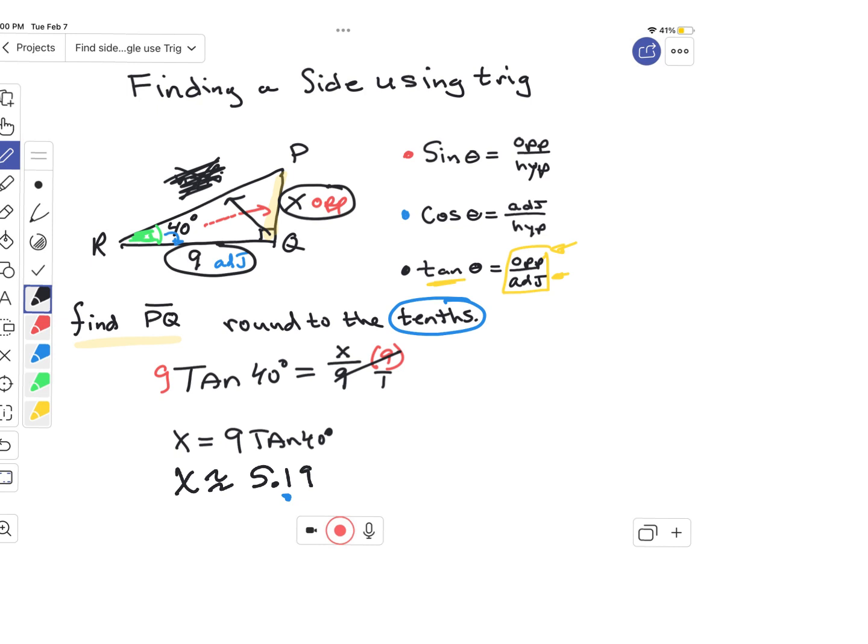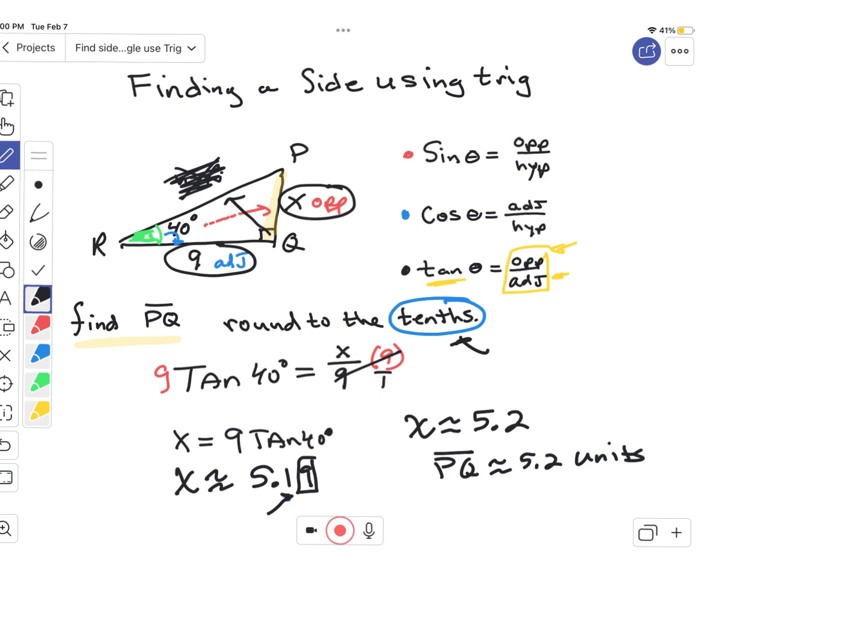So because the digit is a 9, which is 5 or bigger, we're going to bump the tenths up one. So our final approximate answer is 5.2. They will mark you wrong if you do not round correctly. So therefore, the distance of PQ is approximately 5.2 feet, 5.2 miles, 5.2 yards. In this case, we don't know, so we say 5.2 units.